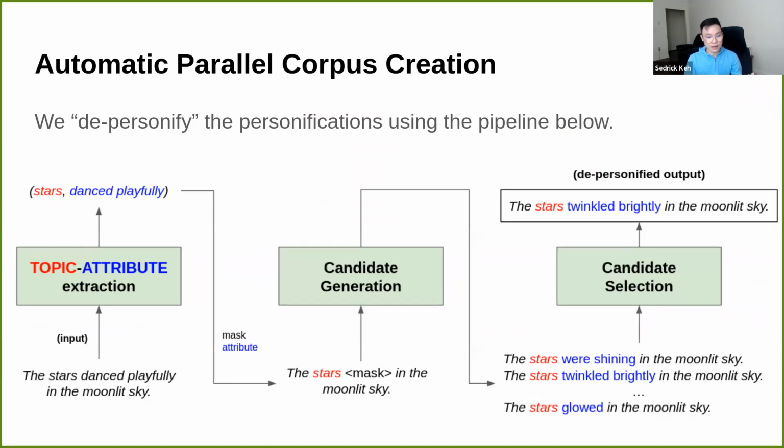Here, I'm just showing an example. So for example, we start with the sentence, "The stars dance playfully in the moonlit sky," which is a personification. Then we extract the topic and the attribute. We mask out the attribute. We generate candidates, and then we pick the best candidate for the de-personified sentence.